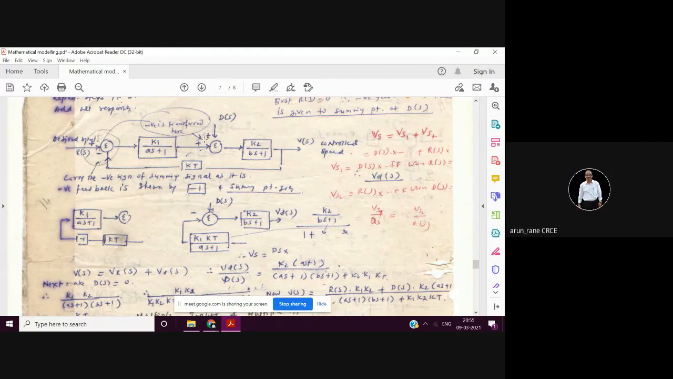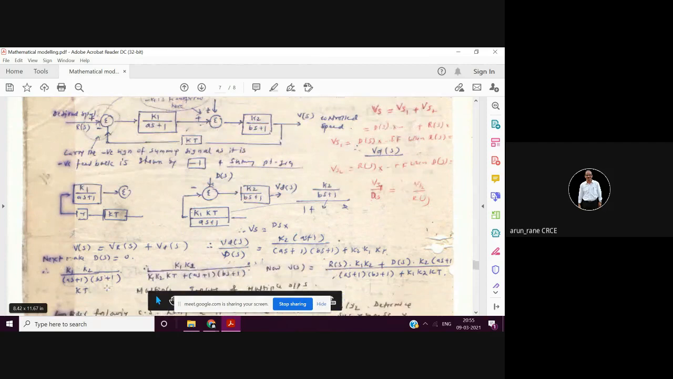So when ds is equal to 0, this summing point has gone now, all right? So now this is very simple. Now you have this block and this block in series, correct? So that will get multiplied. So you will get k1 k2 over (as plus 1)(bs plus 1), correct, like this. That is, when you make ds equal to 0, it will be k1 into k2 over (as plus 1)(bs plus 1), all right.